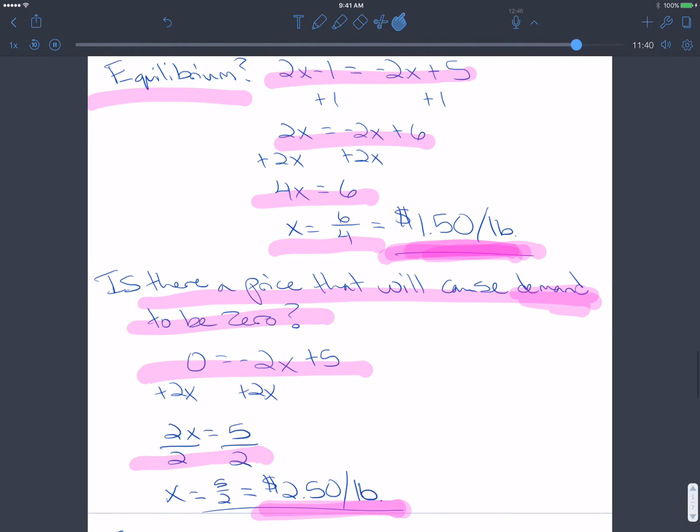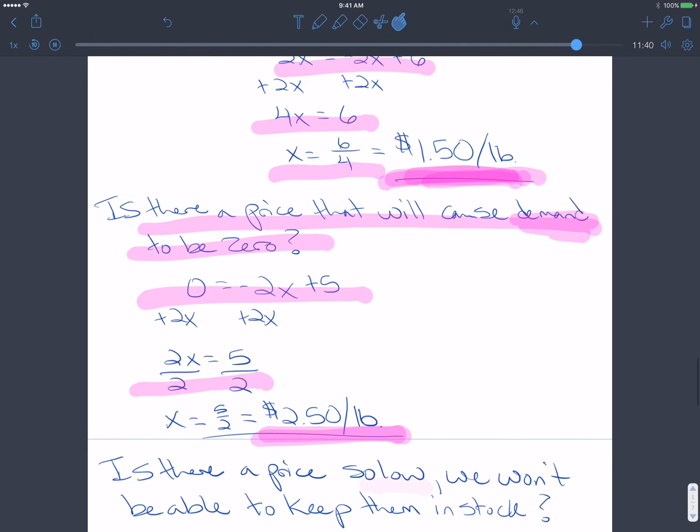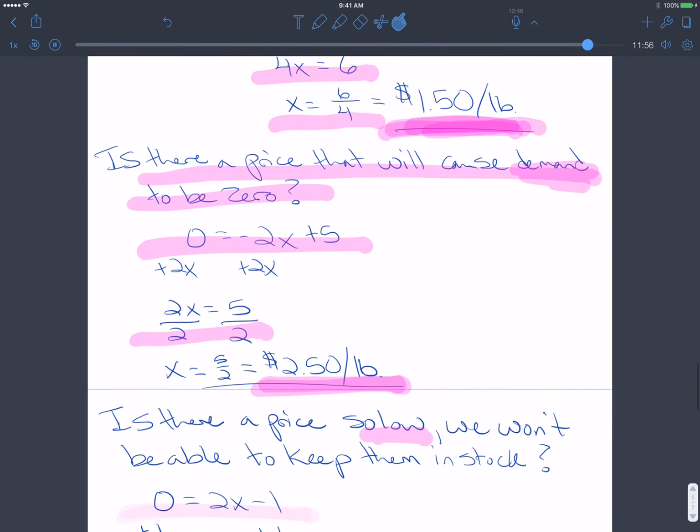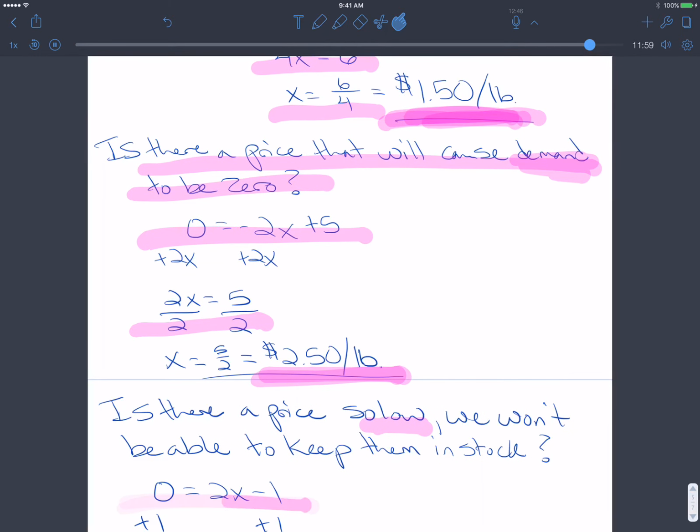Real quick, conversely, we could look for, is there a price that's so low that we won't be able to keep them in stock? Is there a price that you could sell these apples at where they would be flying off the shelf to the point where they would no longer be in stock? So then we would look only at our supply equation, which was y equals 2x minus 1, and solve for when your supply goes to 0.